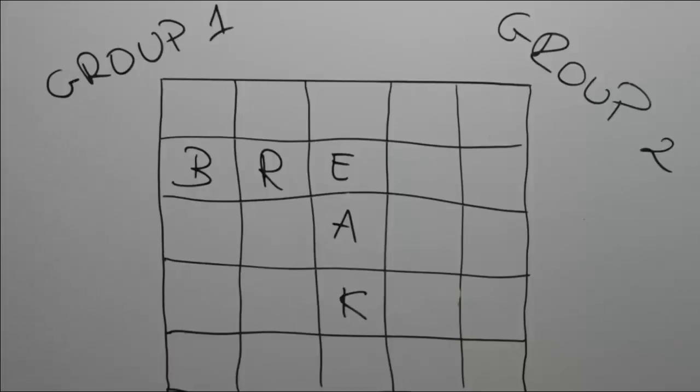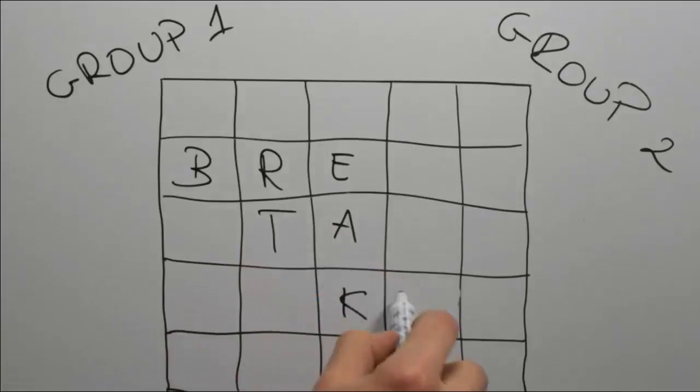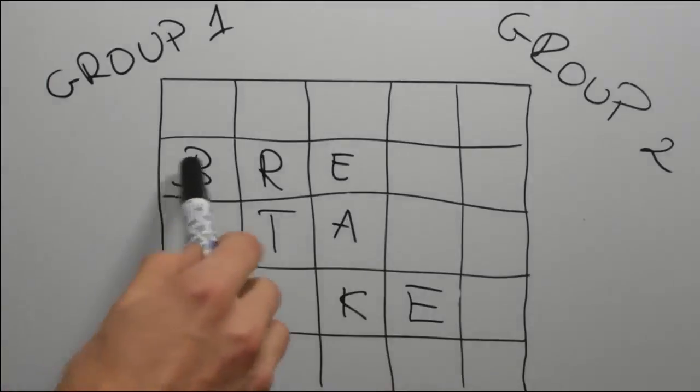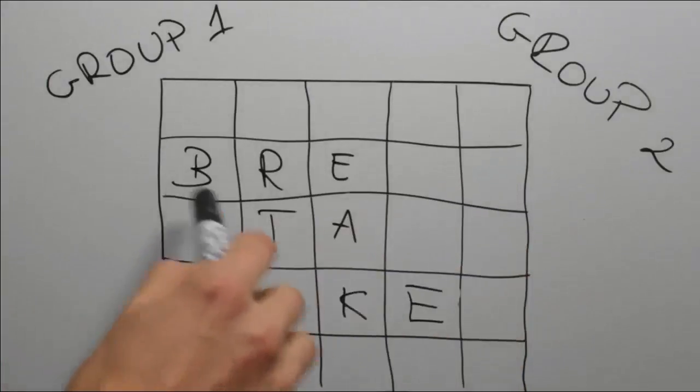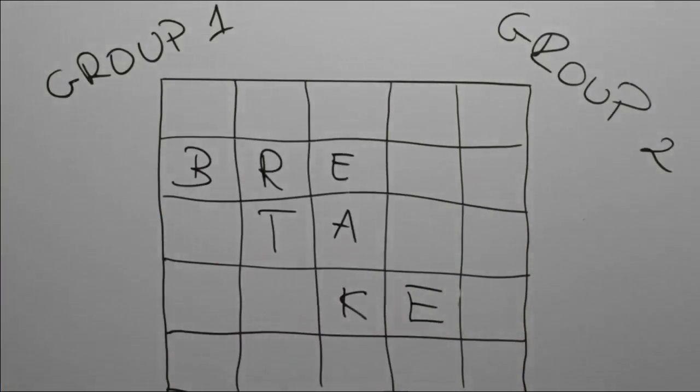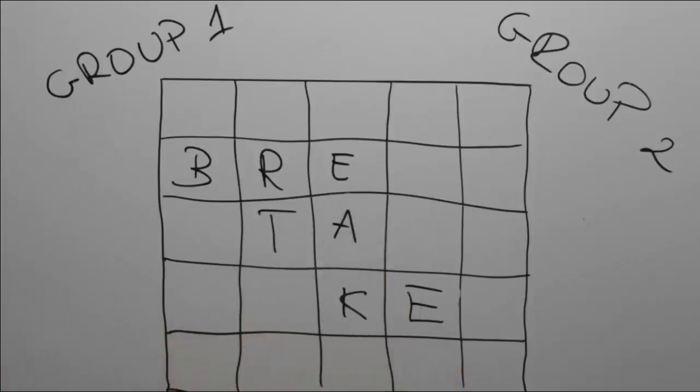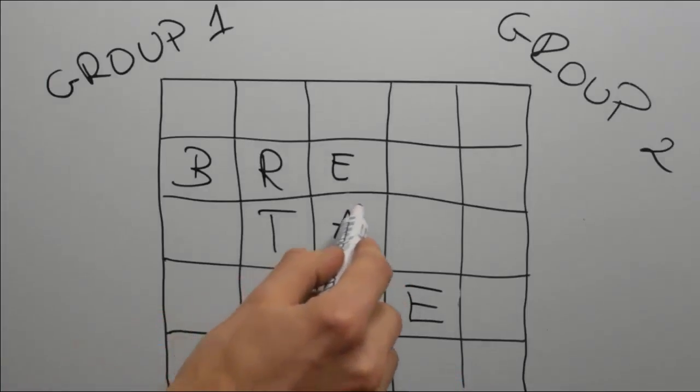Good. Now one student from the first group comes to the board and writes another verb from the list. For example, take. And what is important, in this game you can write in any direction you want to. So you can go right, you can go left, you can go up, you can go down. It depends on the situation on the board. Okay, so this student, he wrote the verb take. In this way he gets 2 points for his team.